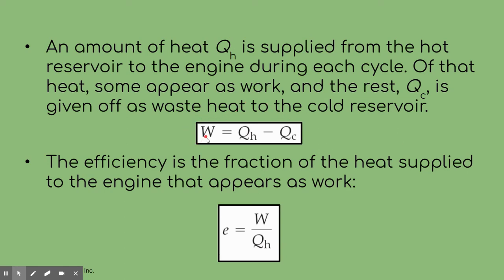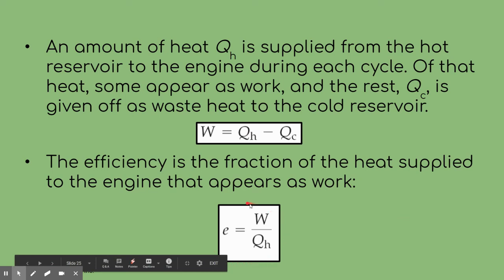That relationship can be seen here. So work is going to be equal to whatever the heat supplied from the hot reservoir is minus the heat supplied from the cold reservoir. And we can find the efficiency of any heat engine through this equation. So we're just going to take the work divided by the heat provided from the hot reservoir, and that's going to tell us our engine efficiency.